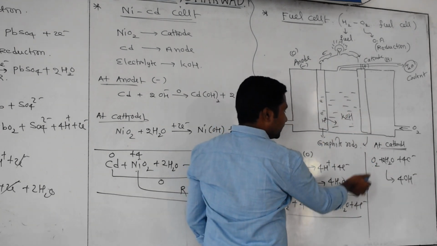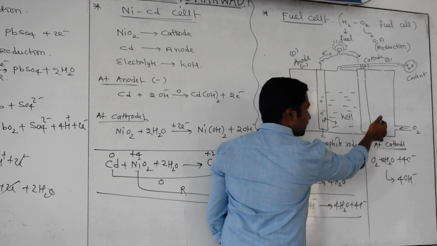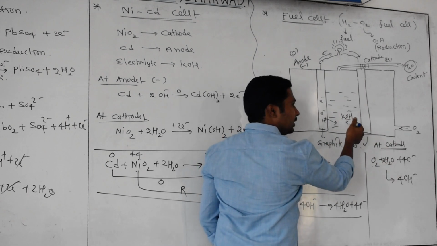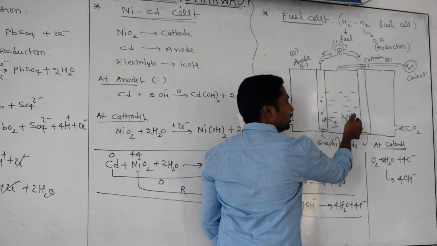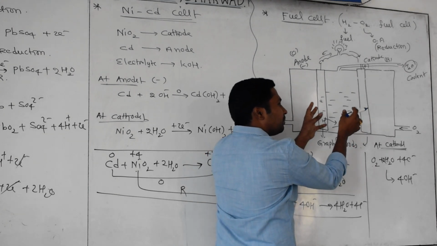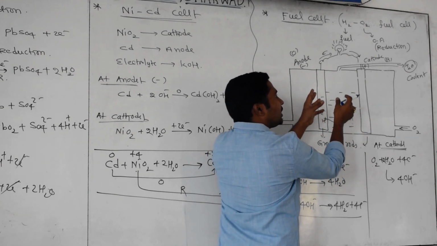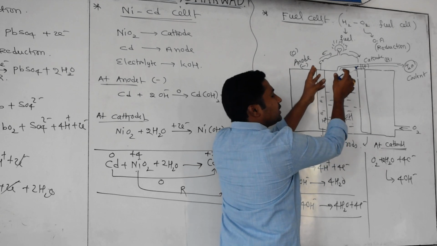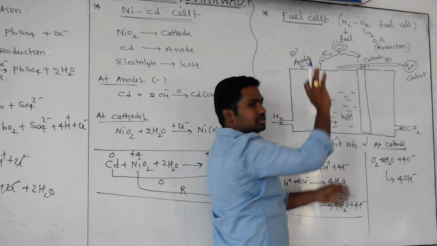Okay, finally what is happening in the middle compartment? From this side OH minus is coming from here, H plus particle is coming, and in KOH, OH will already be there. This all will be combined together. Gradually the water level in the middle compartment will keep increasing, and once it is filled it comes outside.